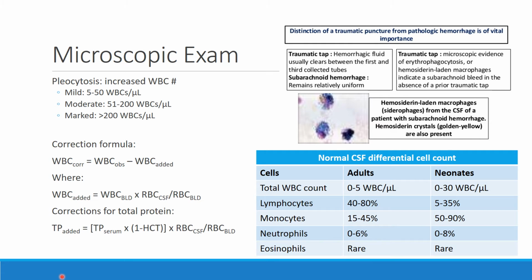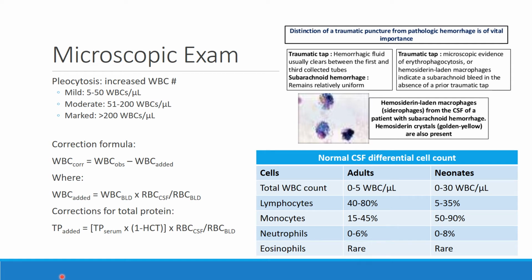The same thing has to be done for protein because, of course, there's a lot more protein in your plasma at the capillary level than there is in your CSF. So in that case, for every 10,000 red cells, about 1 milligram per deciliter of protein is added.